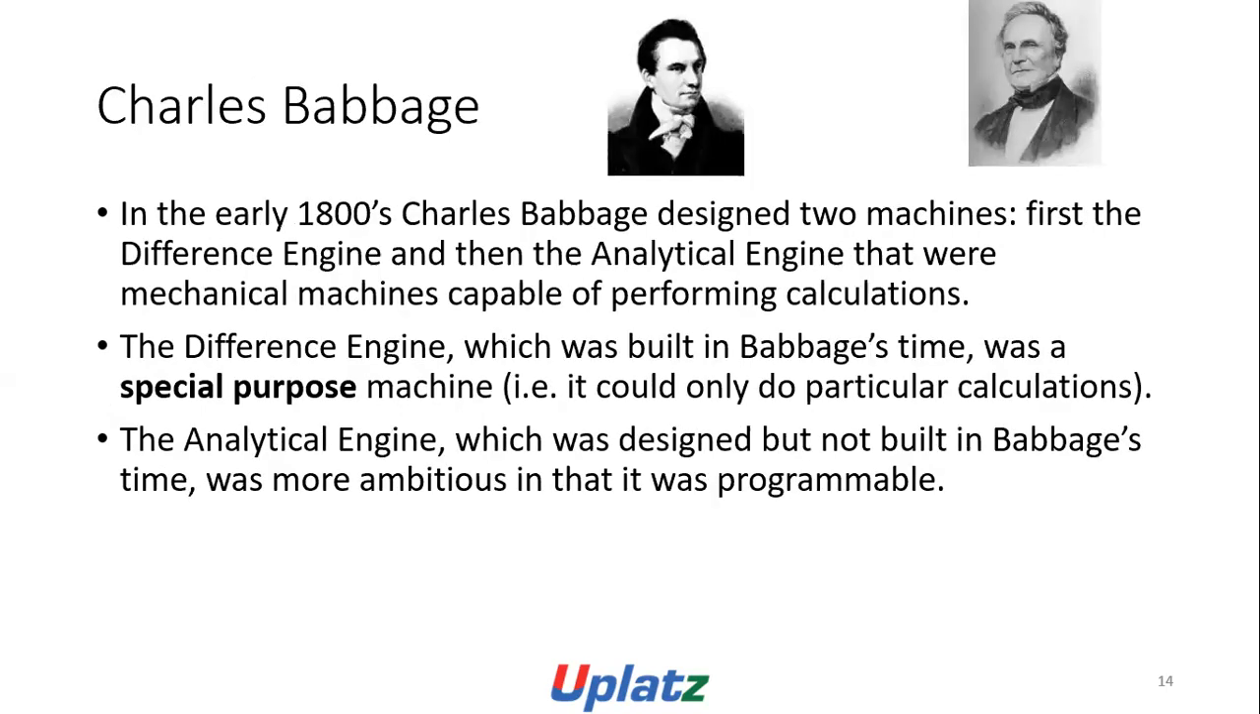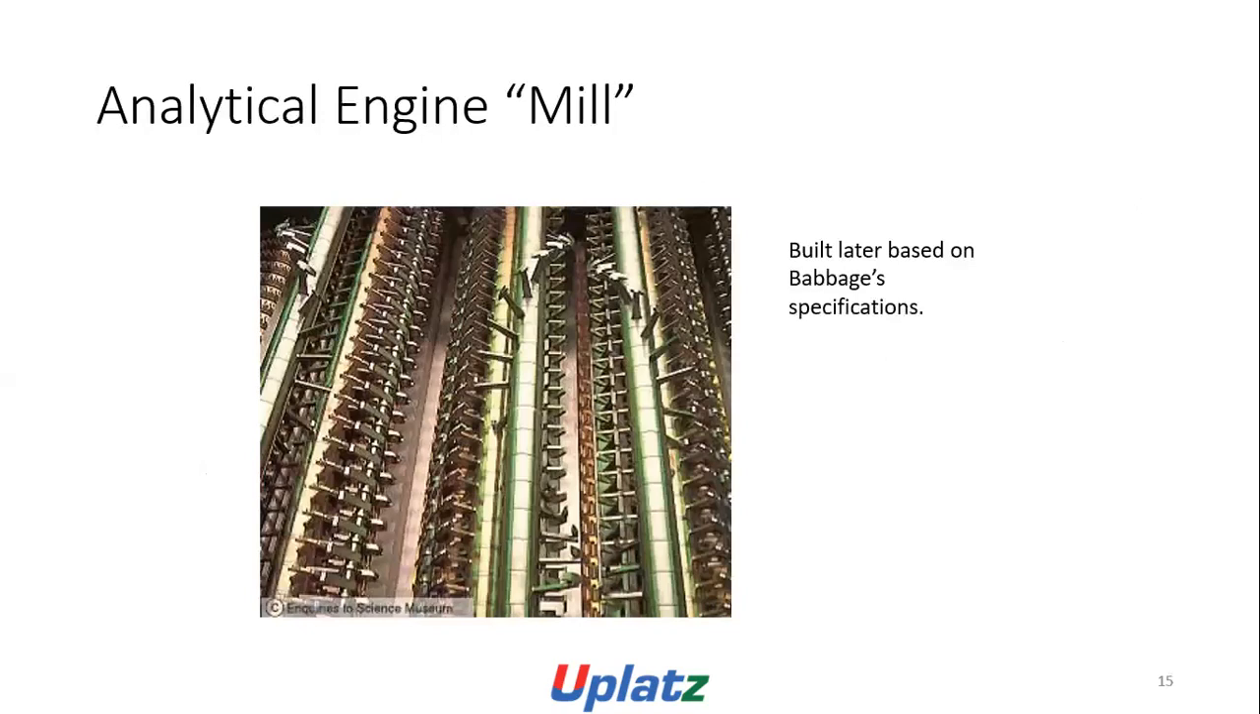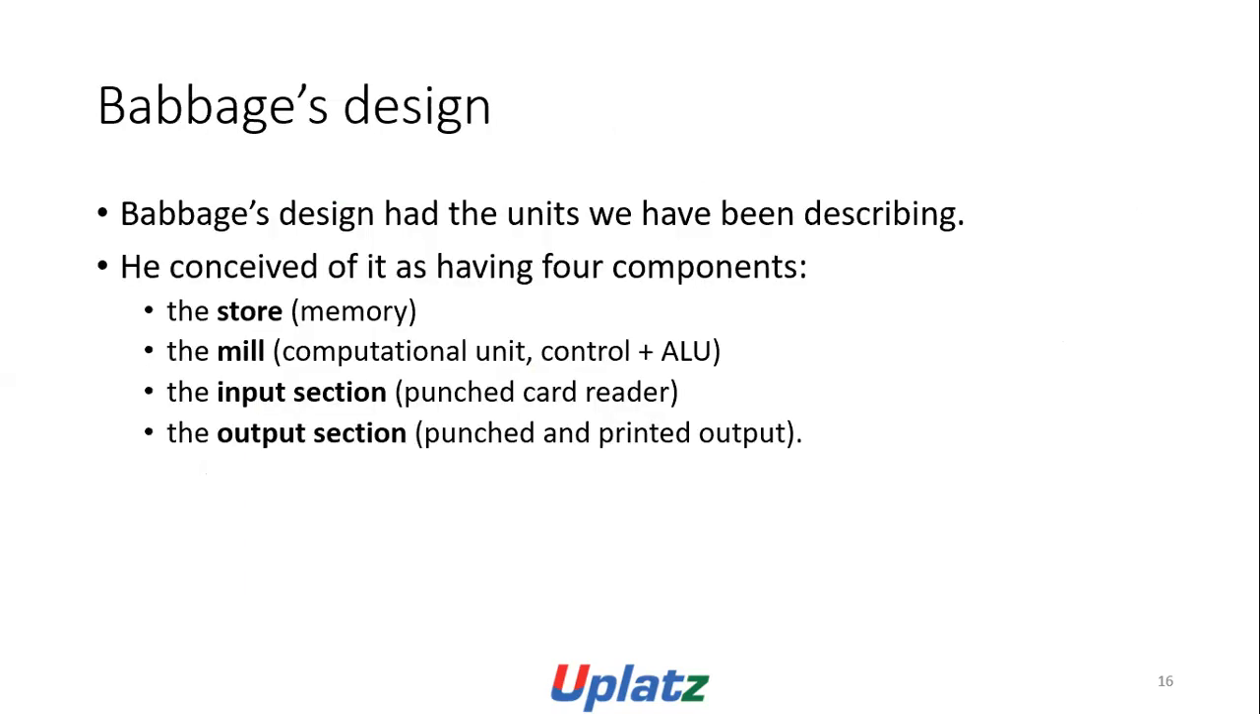Charles Babbage, in the early 1800s, designed two machines, first the difference engine and then the analytical engine, that were mechanical machines capable of calculation. The difference engine, which was built in Babbage's time, was a special purpose machine that could only do particular calculations. The analytical engine, which was designed but not built in Babbage's time, was more ambitious in that it was programmable. The analytical engine mill was built later based on Babbage's specifications.